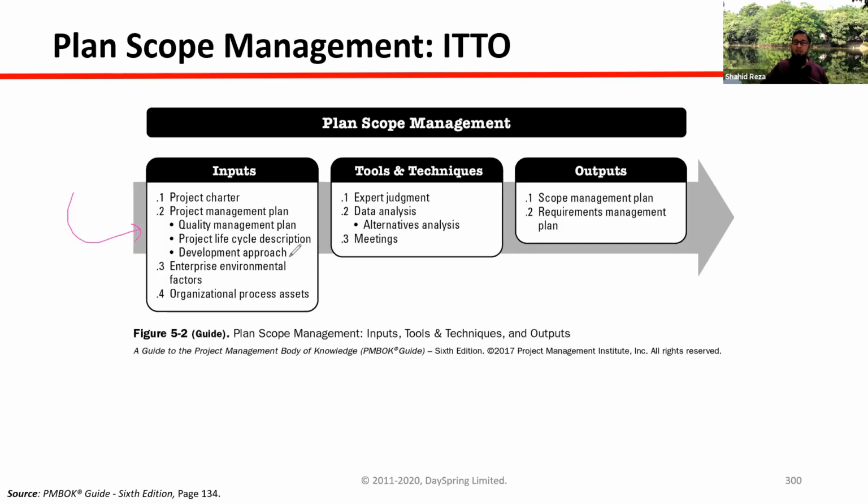Yes. Development approach: whether we will follow a predictive lifecycle or agile or iterative, that actually will help us. Because as I have already discussed, if we choose agile, then everything is different. But if you choose predictive, then this scope management will look different. Processes will work differently. And these, 2, 3 and 4, we need to always consider when doing any kind of planning: is there any influence from the enterprise environmental factors? And is there any lesson learned from similar projects we did earlier?